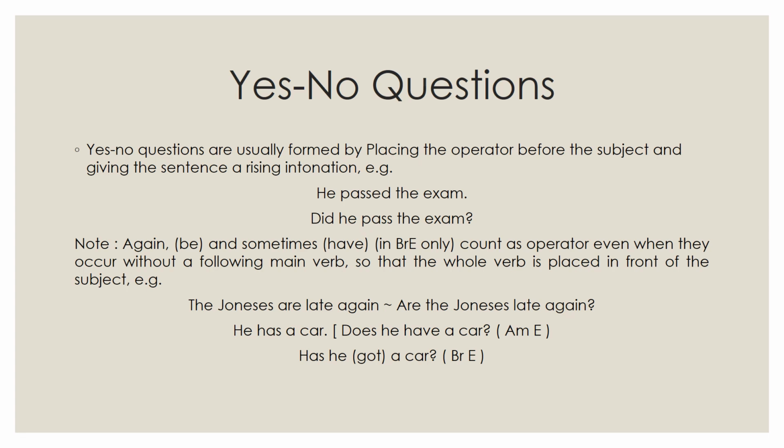In American English, they say that this verb have is the main verb, and we cannot use it to make a question. In this case, we are going to use one of these three auxiliaries: do, does, or did. For example, he has a car. The main verb here is has. It means he owns, he possesses a car.